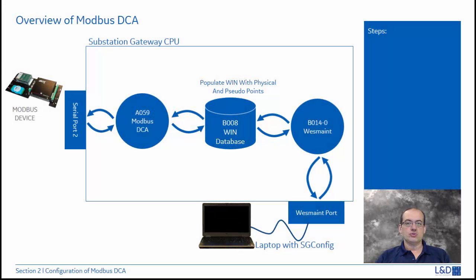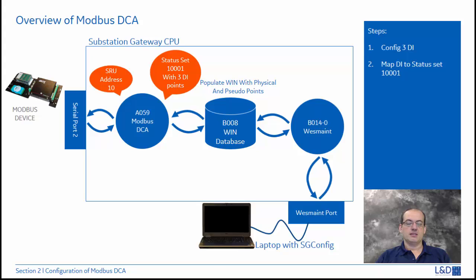We're basically going to configure 3 digital inputs into a status set of address 10,000, and then we're going to put an SRU, a service remote unit, and that SRU will have the address of 10, and then we will connect the SRU to port number 2, so serial port number 2.